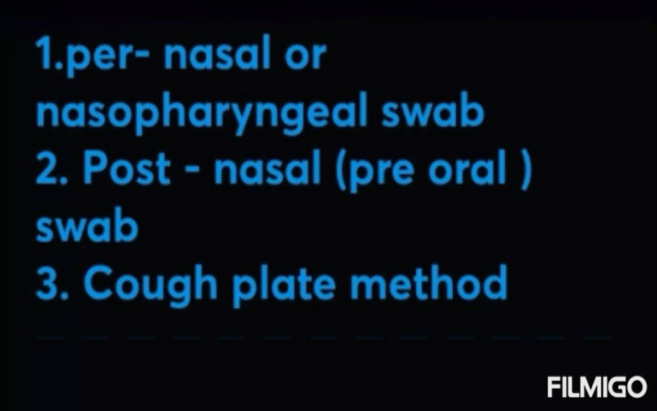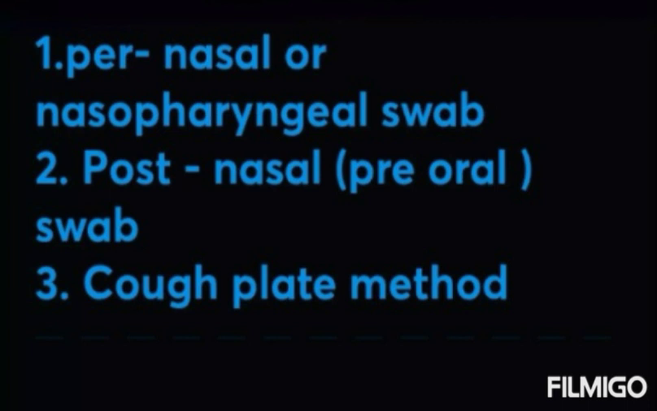The third swab method is the cough plate method. How do you collect? Here a culture plate is held about 10 to 15 centimeters in front of the patient's mouth during a bout of spontaneous or induced coughing, so that the droplets of respiratory exudates impinge directly on the medium. This has the advantage that specimens are directly inoculated at the bedside.